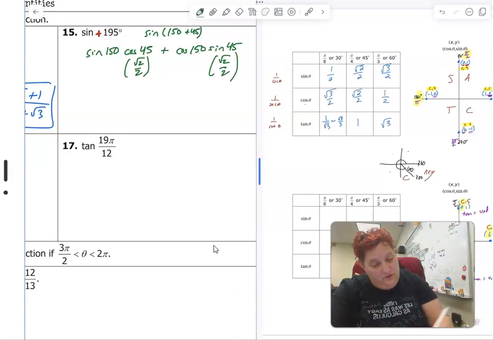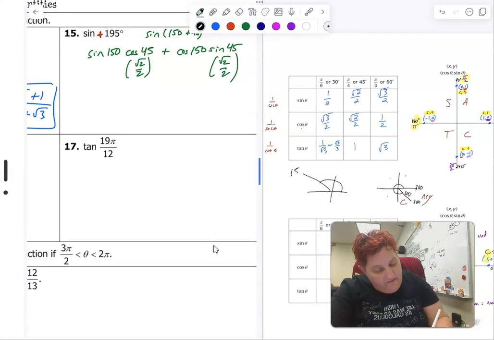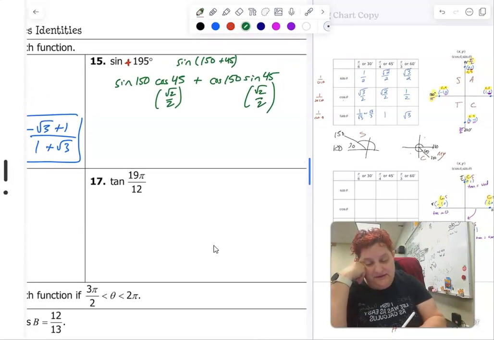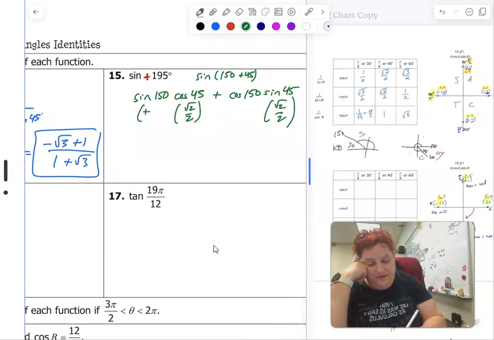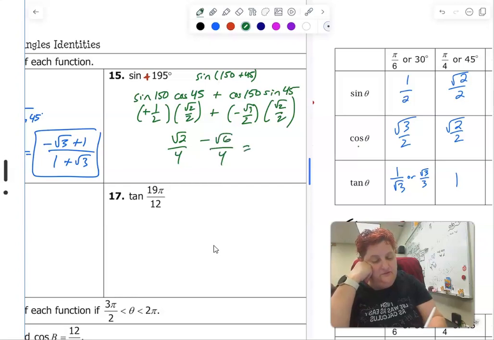The 150s are a little more difficult. All right, we got to go like this. How far is 150 from 180? That's 30 degrees. So I have to do sine 30 and cosine 30. Now the only difference is this is in the second quadrant, which is the sine quadrant. So sine is positive, and cosine will be negative. And at 30, sine is a half. Cosine is root 3 over 2. When I put this together, I get square root of 2 over 4. And when I put that together, I get minus square root of 6 over 4. And I can put it all together and go root 2 minus root 6 over 4.